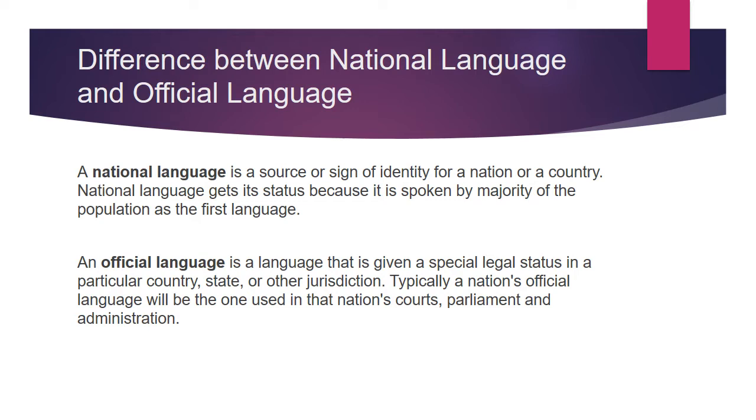A national language is a source or sign of identity for a nation or a country. A national language gets its status because it is spoken by the majority of the population as the first language. An official language is a language that is given a special legal status in a particular country, state or other jurisdiction. Typically, a nation's official language will be the one used in that nation's courts, parliament and administration.